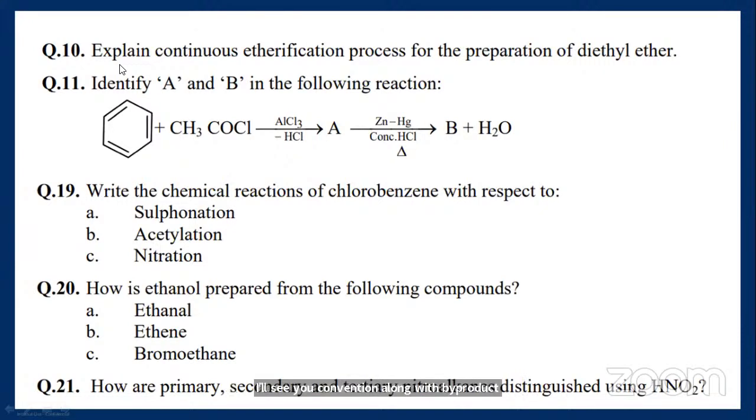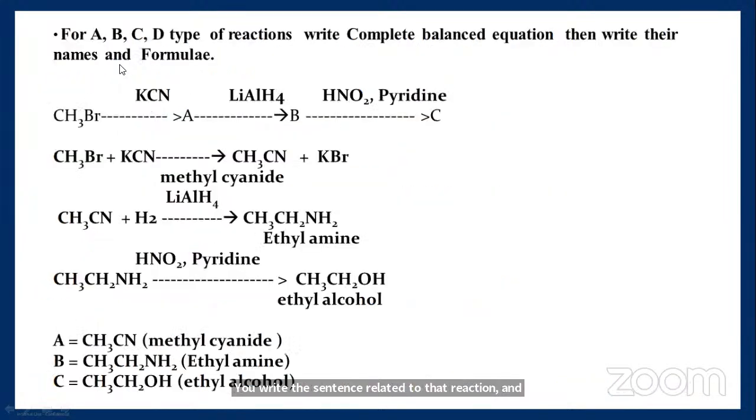How is ethanol prepared from the following compounds? Ethanal, that is aldehyde, ethene from alkene, and bromoethane. For this, first you write a sentence related to that reaction and then you have to write the reaction along with the byproduct.